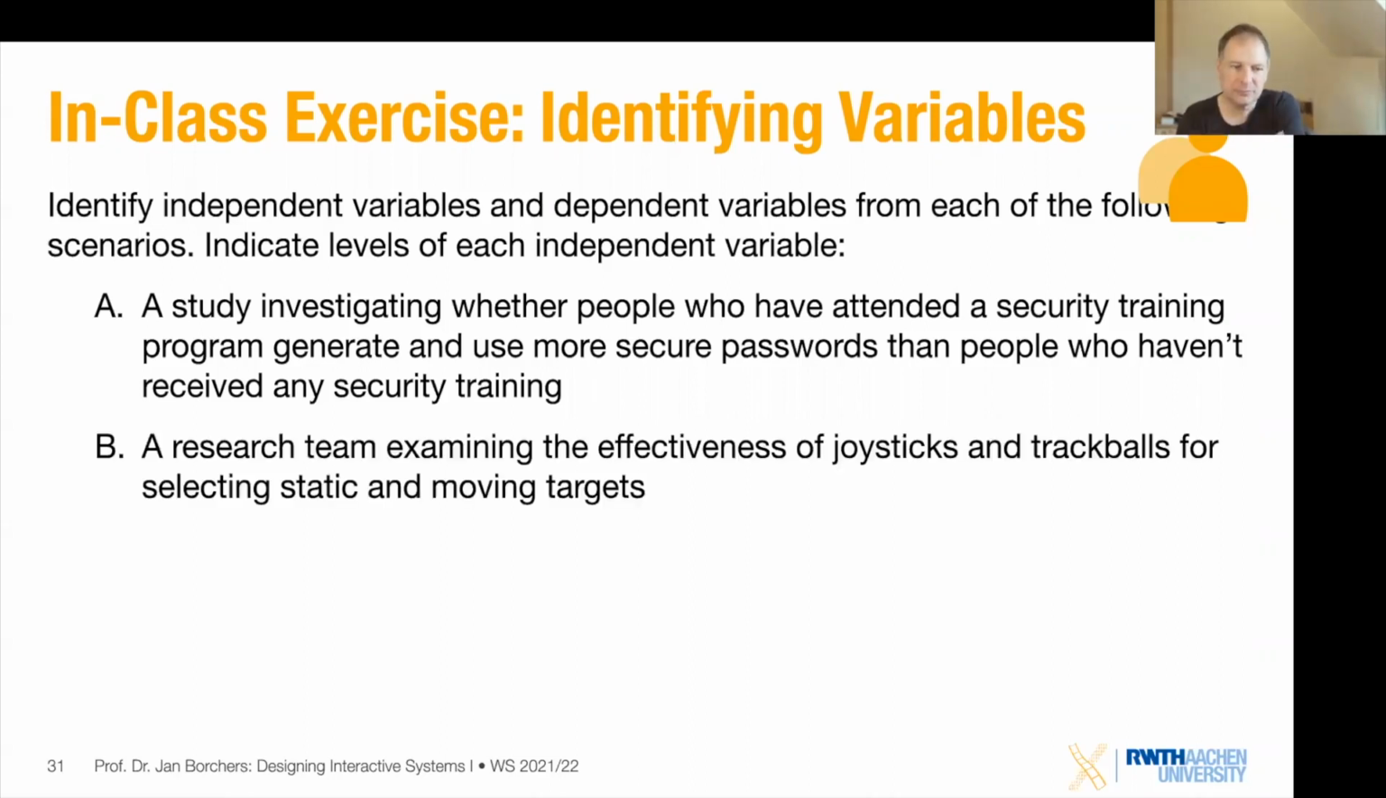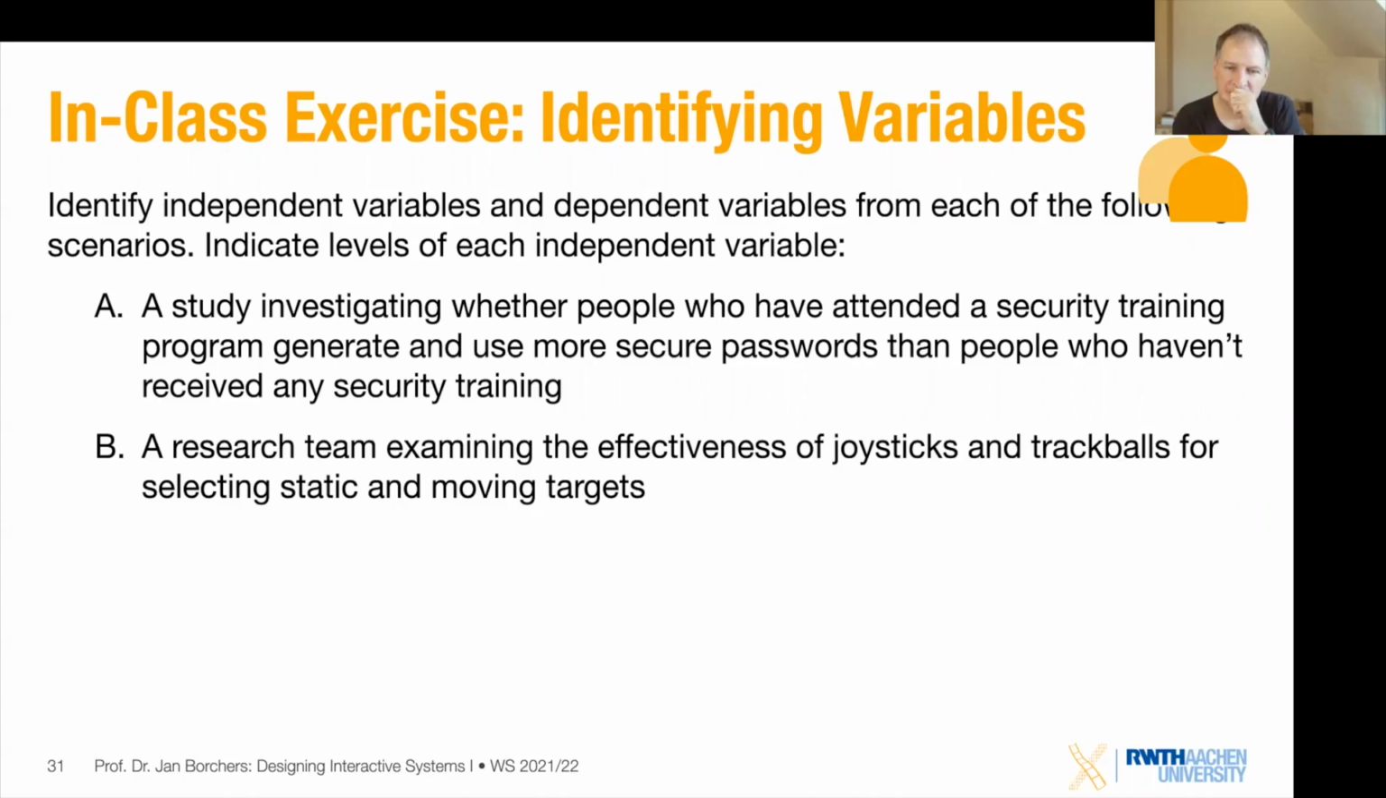We got another one. A research team is examining the effectiveness of joysticks and trackballs for selecting static and moving targets. What are the independent variables here? Again, yeah, Shailesh, go ahead. So the independent variable would be whether the people have experience with joysticks and trackballs? Not quite. We're not talking about the experience with the device here. It's a different question. Felix, you want to add to that?